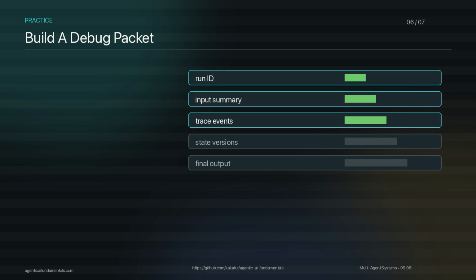Do not put secrets or private reasoning in the packet. Redact sensitive payloads and keep enough structure to debug the decision path. The packet should answer one question. Where did the workflow first become wrong?